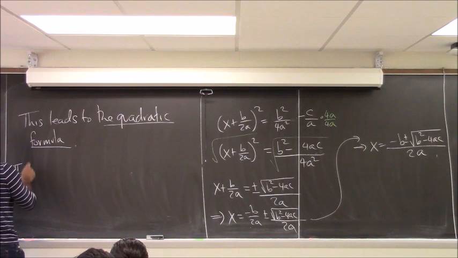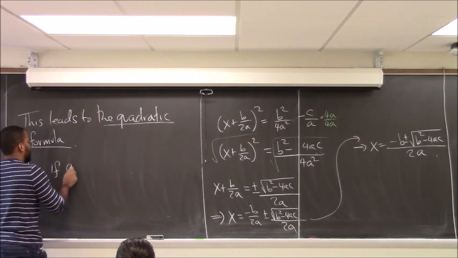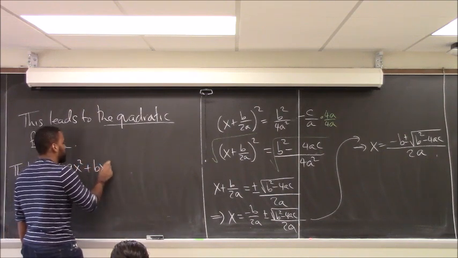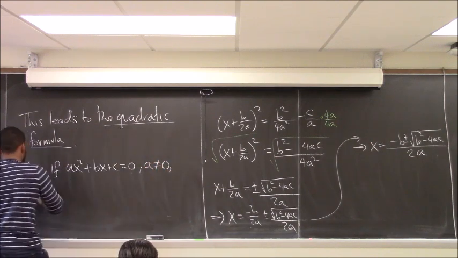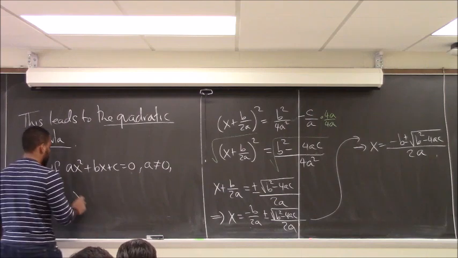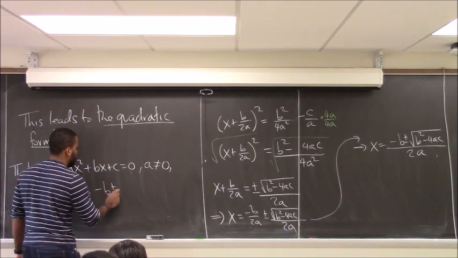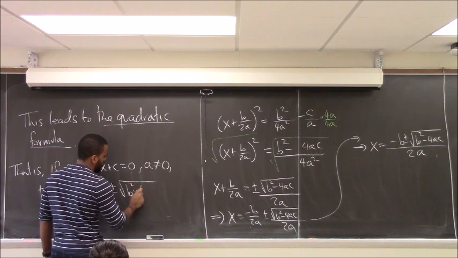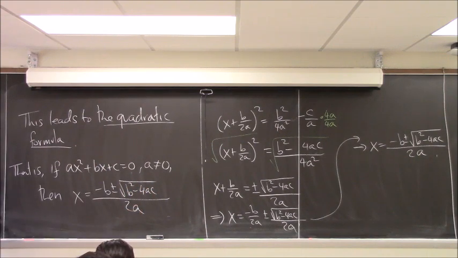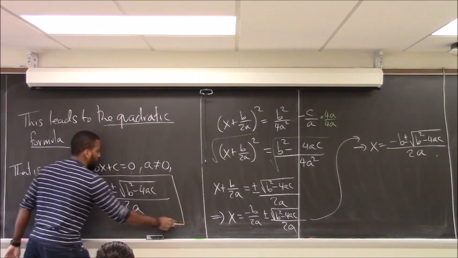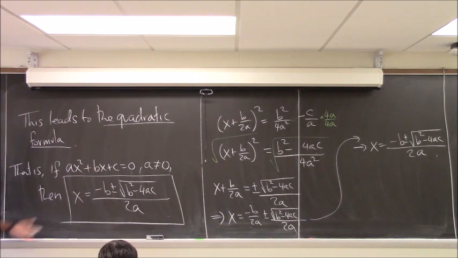That is, if ax squared plus bx plus c equals 0 and a is not equal to 0, then your x is going to be minus b plus or minus the square root of b squared minus 4ac all over 2a. This formula was derived by completing the square. So if I ever ask you, what's the quadratic formula, like on a quiz or something, you're going to write that formula down, which I assume most of us know already. But this is where it came from. It came from completing the square.